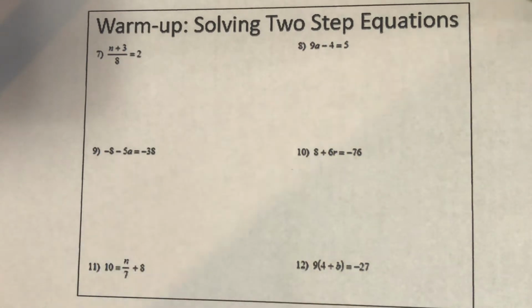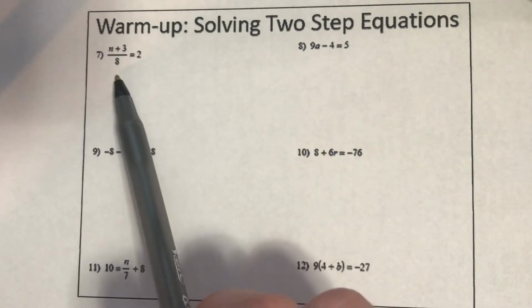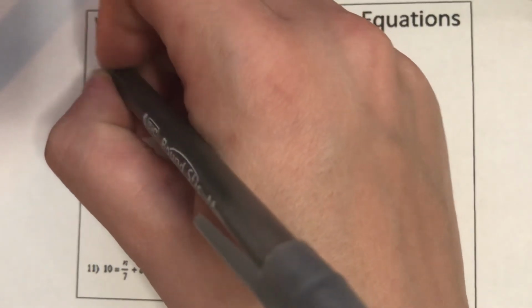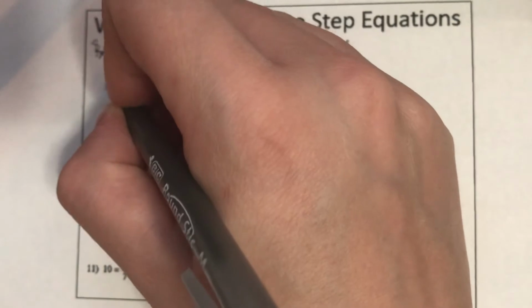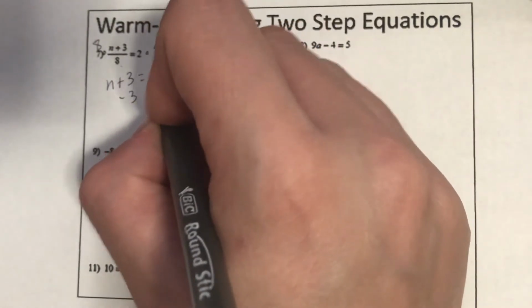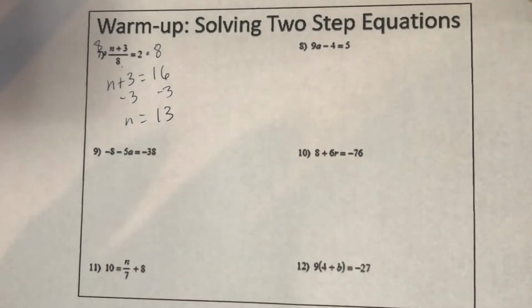All right, so you should be done. You should work through all the problems after you stop the video. So for this first one, we see that the whole side over here is being divided by 8. So I need to get rid of this 8 somehow. I'm going to use the opposite operation, division, and I'm going to multiply both sides. And so I'll get 2 times 8, which is 16. I'm going to subtract the 3. Okay, and you should have gotten 13. So check yourself. You got 13, pat yourself on the back.